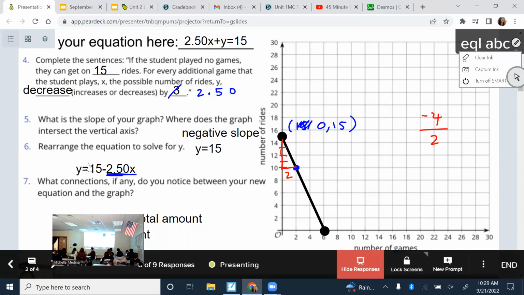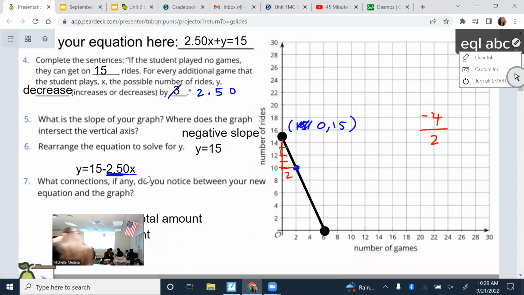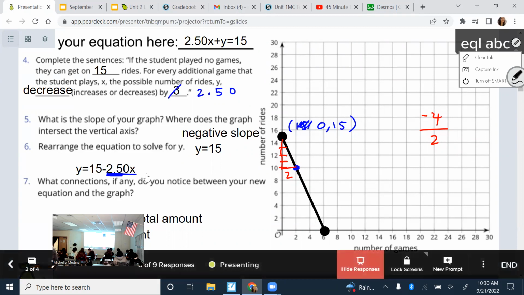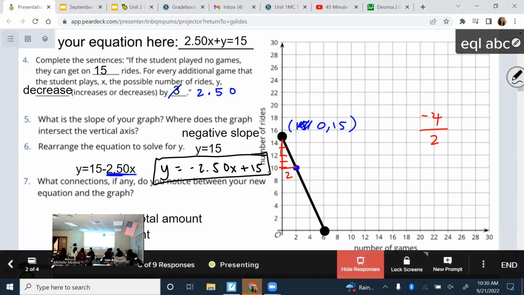But yeah, then when you rearrange it, do you think that they rearranged it correctly? Yes, no? The rearranging is correct. If you want it to look more like slope-intercept form, then just change the order to make the x term go first. So y equals -2.50x plus 15. The 2.50 is still negative, the 15 is still positive. Good, any questions?